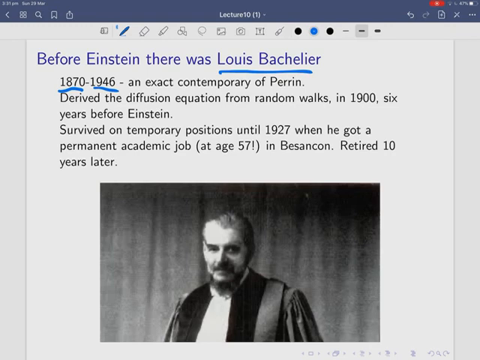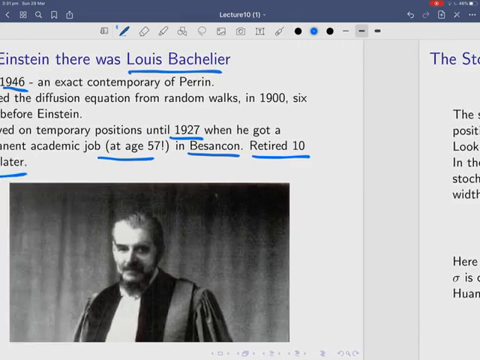And Louis Bachelier is in some ways a typical academic. He survived on temporary positions until 1927, when he got an academic job, a permanent job, at the age of 57 in Besançon, which is in eastern France, in Alsace, really, or quite close to Alsace. And then he retired 10 years later. Okay, this is why a lot of people don't go into academia, because you don't get a proper job until you're a very advanced age. Okay, so that's the history of Mr. Bachelier.